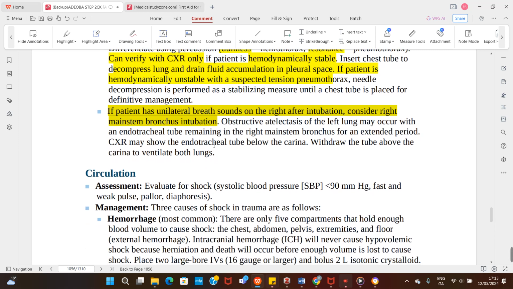So you want to ensure that you do your chest X-ray to confirm that the endotracheal tube is just above the carina. If you do your x-ray in somebody that has these unilateral breath sounds on the right side after you have intubated, you will see that the tube will be below the carina, protruded into the right side. So you have to make sure that you withdraw the tube above the carina to ventilate both lungs.